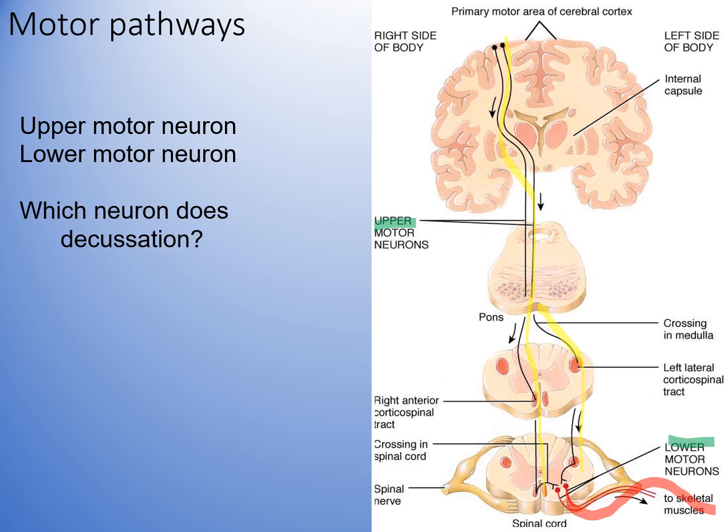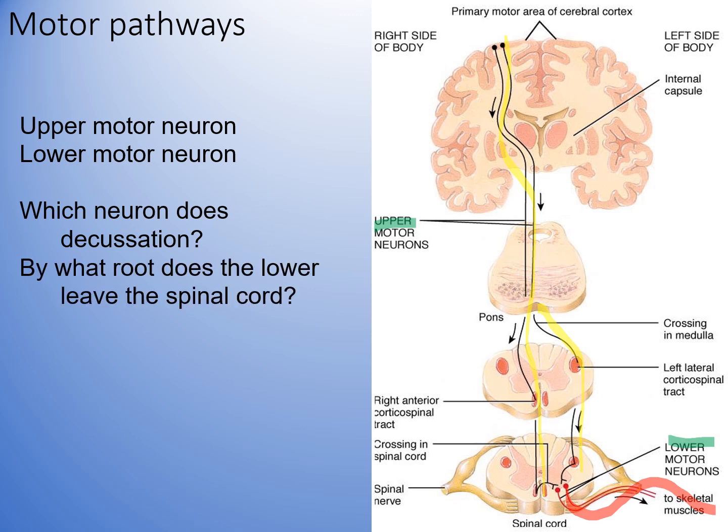It's important to note where they synapse, and it's important to note where they decussate or where they cross. So you can take a look down here. The crossing is at the lower level, and the synapse is in the ventral horn of the gray matter. And we know that somatic motor information, neurons carrying that information will synapse in the ventral horn. Oh, and I'm sorry, by what root? We leave by the ventral root. Oh, I already said that.